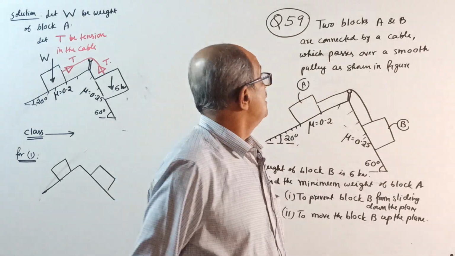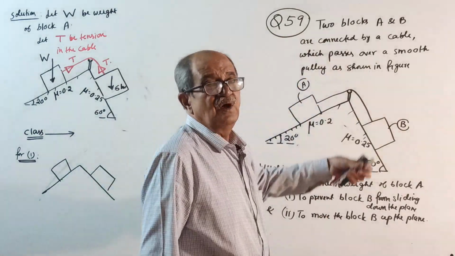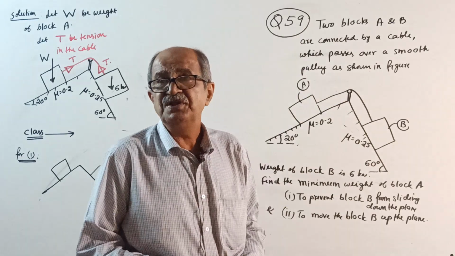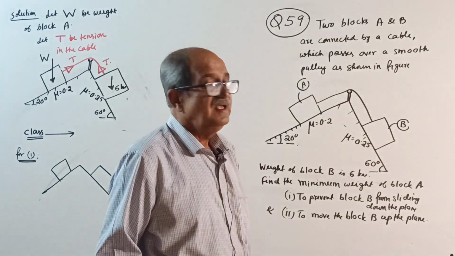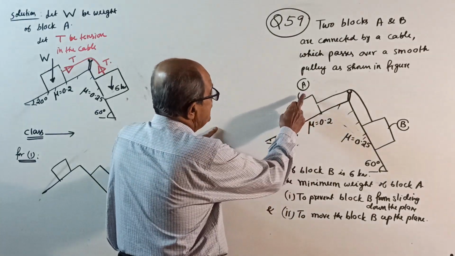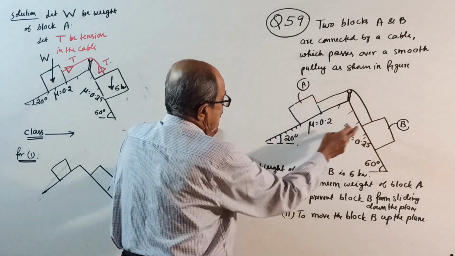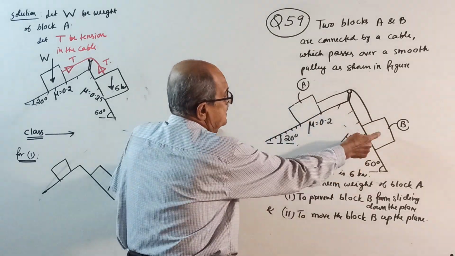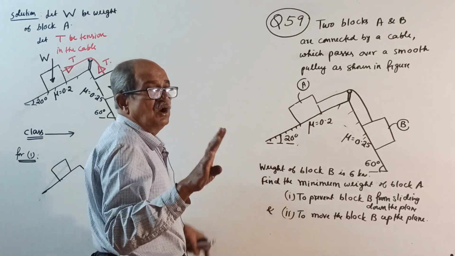Welcome. Today, question 59. It looks the same as the last few questions, but there is a change. In earlier classes, what you have done is, the weights of A and B, or 1 or 2, this data given, weights are given.